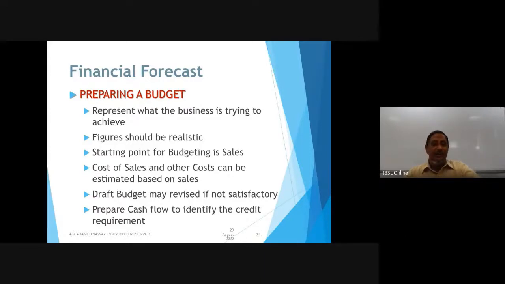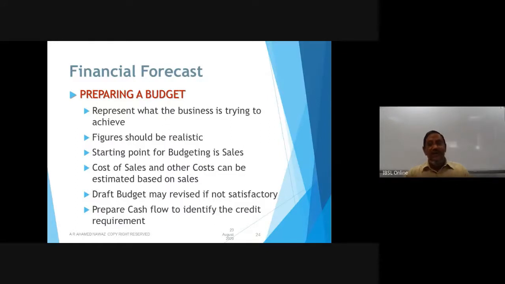Normally, there are different types of working on budget. We'll discuss that later. Basically, sales are the starting point. Cost of sales and other costs can be estimated based on sales. This is called the distribution method. You work out step by step: to achieve the sales, how much cost of goods sold is needed, what types of expenses there are, and then the final result is the net profit.